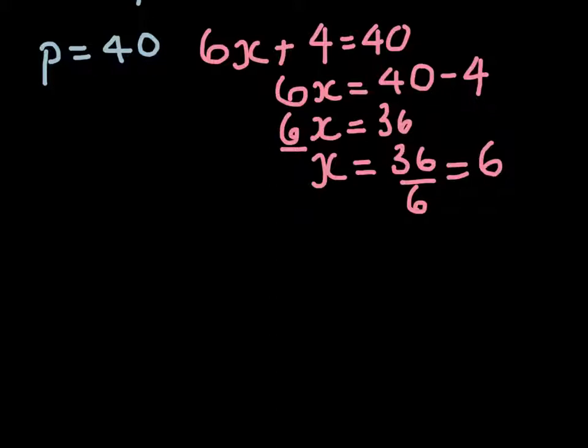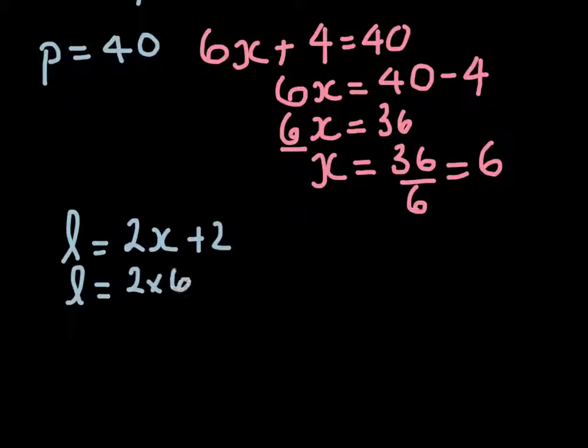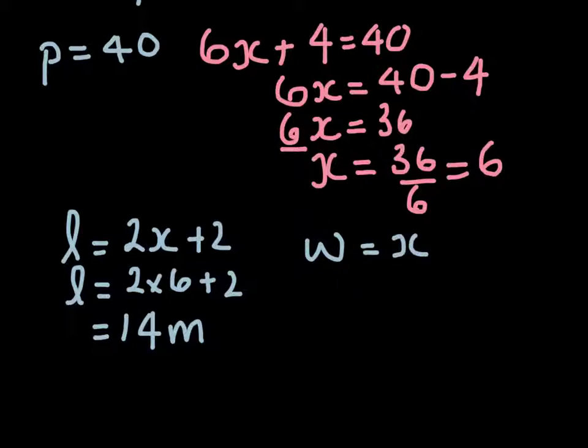Now be careful here. That wasn't actually worth an achieved, but then it goes on to ask what is the length and the width. Okay, what is the length? Well, my length at the start was 2x plus 2. So my length is 2 lots of 6 plus 2, which is 14 metres. And my width was equal to x. So my width is equal to 6 metres. Both of those you get an achieved. The question is almost finished.